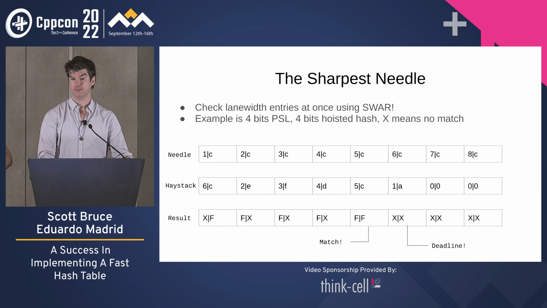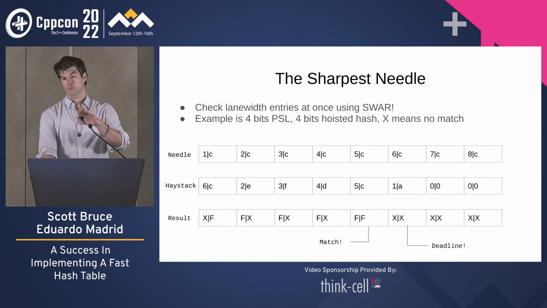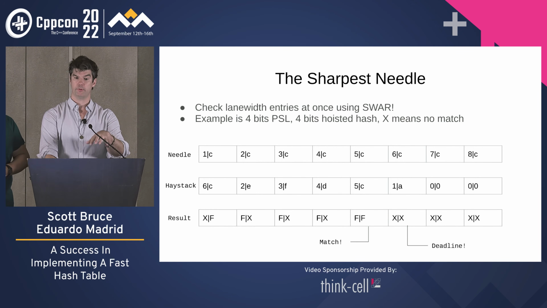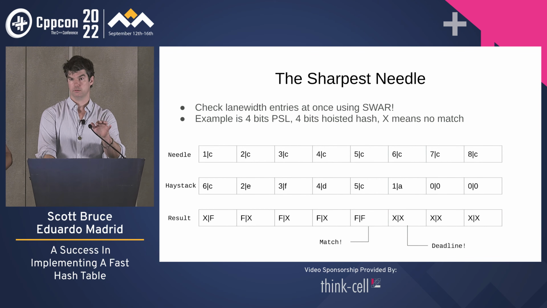The expectation is, again, that this will complete in log n elements. We're referring to 4 bits of hoisted hash and 4 bits of PSL, which is 8 bits of metadata on a 64-bit register, which is 8 lanes. But again, this is all configurable. But with 8 elements per lane, 4 compares will get you to 1 billion elements in your table for your find.